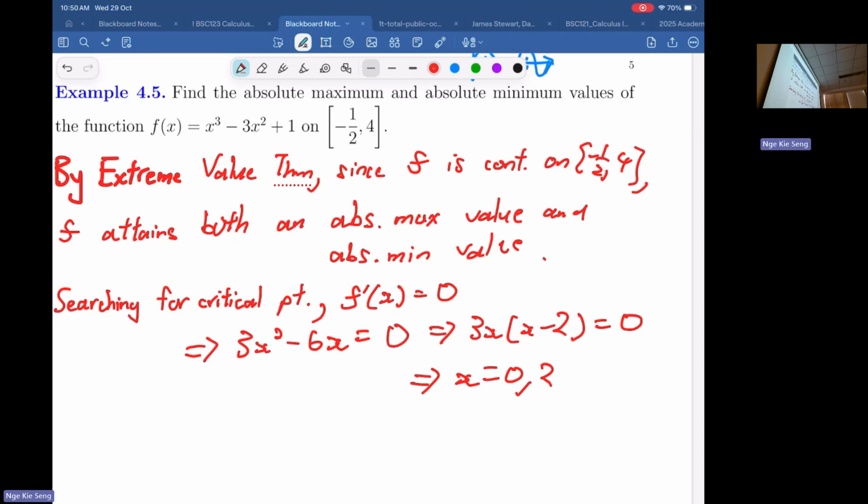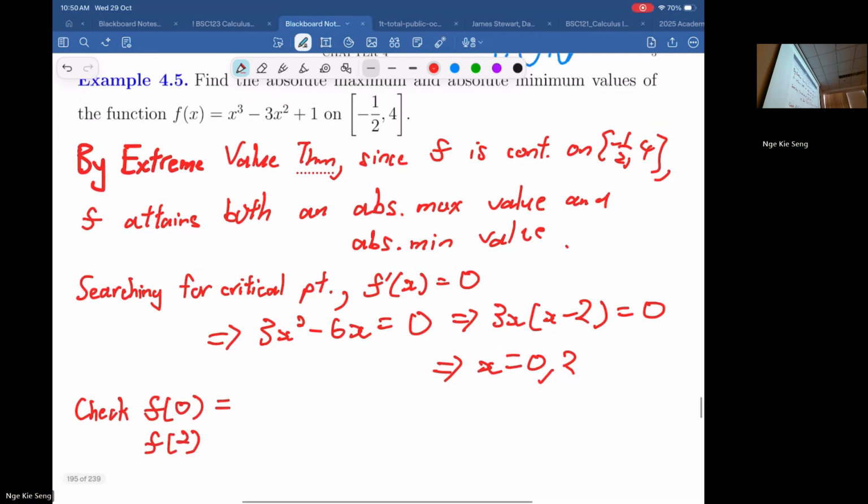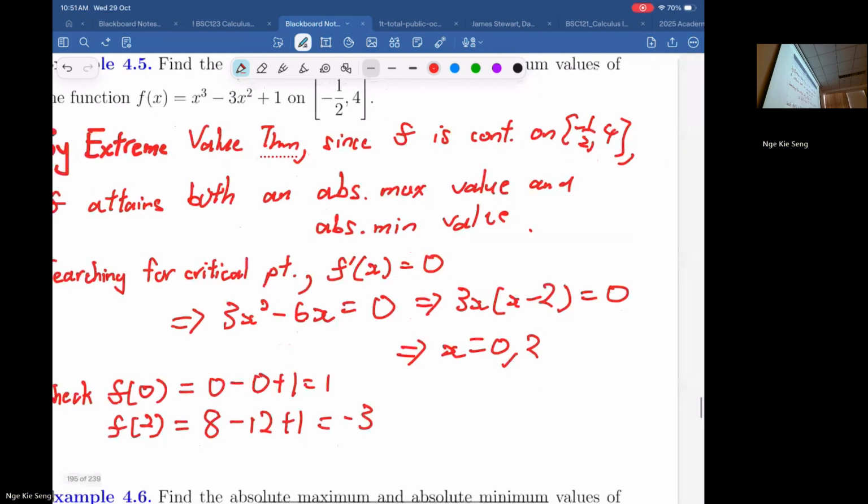Do you know whether it is a maximum or minimum now? What we should do here is evaluate the values to compare. So what is f(0)? And what is f(2)? f(0) is 0 minus 0 plus 1, which is 1. How about f(2)? 8 minus 12 plus 1, which is minus 3. Good.